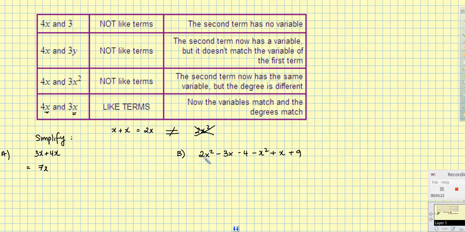If we take a look at the next example, 2x squared minus 3x minus 4 minus x squared plus x plus 9, my tendency would be to bring together all the like terms. So I would say 2x squared minus x squared minus 3x plus x minus 4 plus 9, so that I have x squared minus 2x and then plus 5. And that would be my final answer there. So again, I just collected my like terms and added or subtracted the coefficients in front of them depending on the symbol in front.